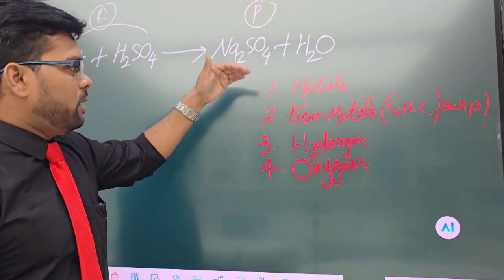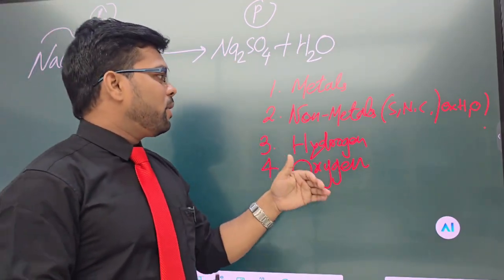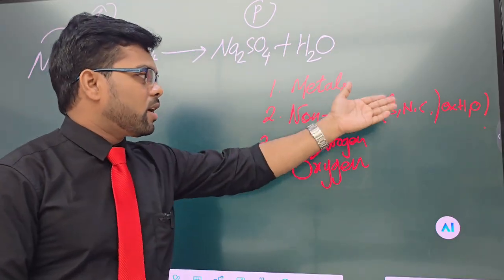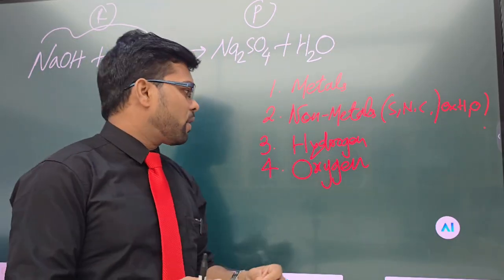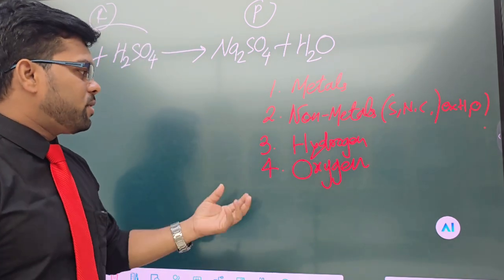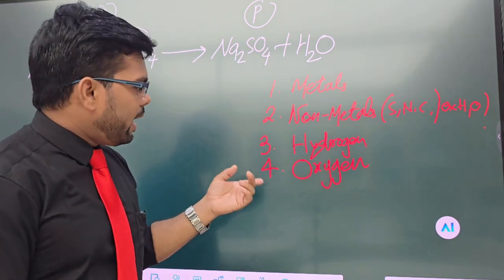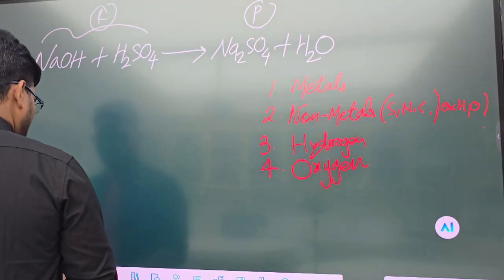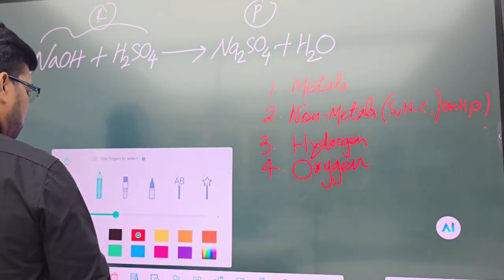Firstly, you have to balance metals, and secondly, non-metals have to be balanced, for example sulfur, nitrogen, carbon, except hydrogen and oxygen. The third step is to balance your hydrogen, and at the end you have to balance the oxygen element. Clear? So let us do it one by one.